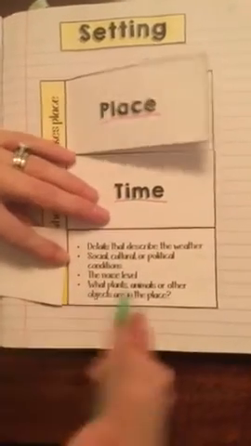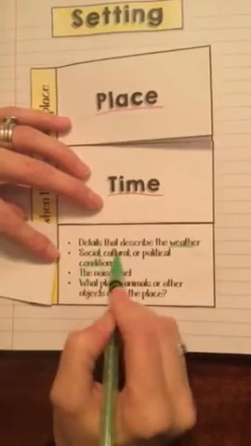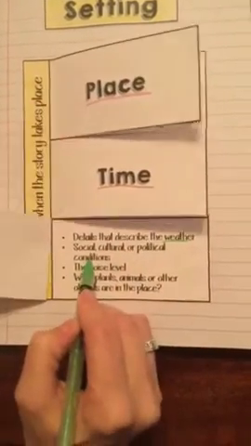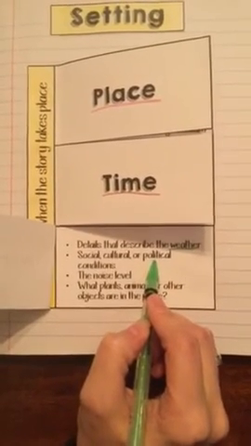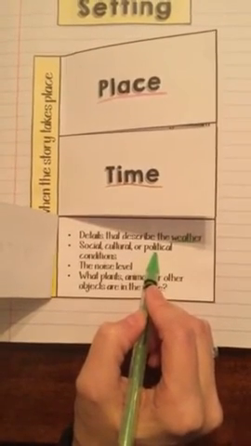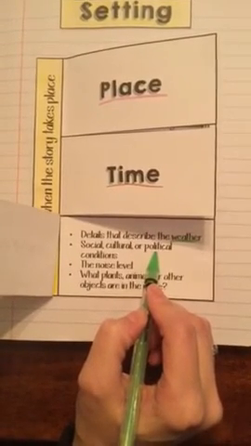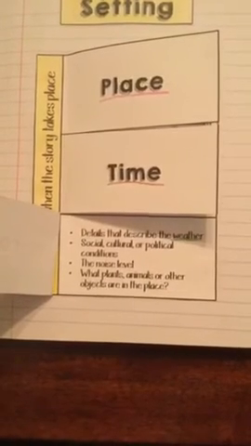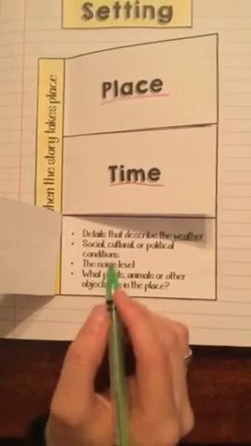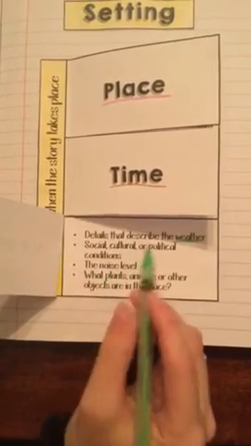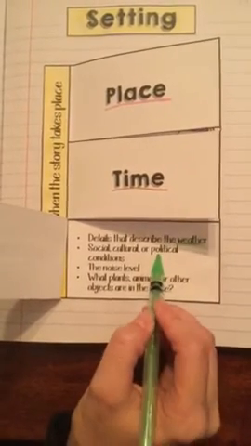So this says details that describe the weather, social, cultural, or political conditions. For example, during World War II in Germany, there was a lot of political unrest. Adolf Hitler was causing some problems and deciding that certain people didn't deserve to live a full life. So there was this kind of political fear. So the environment of the story is fearful because of the politics.